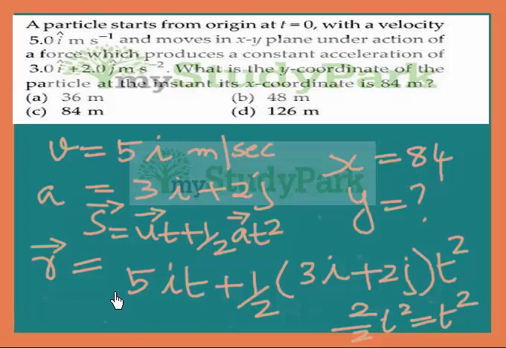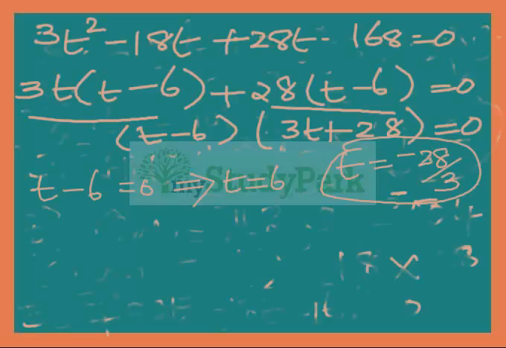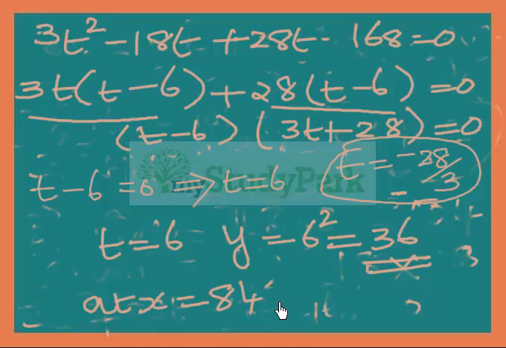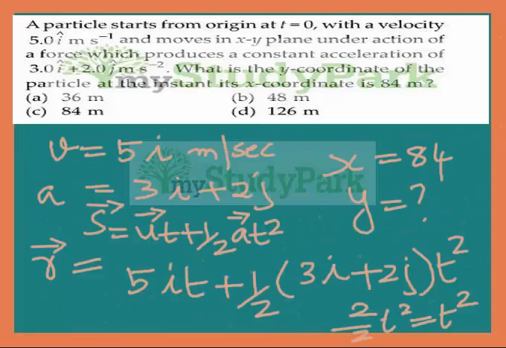So y is nothing but t square, and you have already found out that t equals 6, therefore y equals 6 square equals 36. That is, at x equal to 84, comma y equals 36. That is displacement of the particle at that point in time. So the answer is 36.